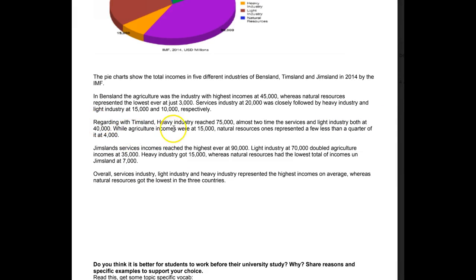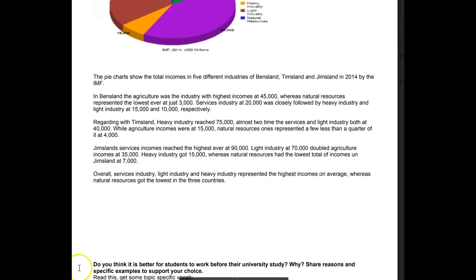Well, agriculture income was at 15,000. Natural resources, get rid of ones, represented a little less than a quarter of it at 4,000. Okay. I like you taking some risks here. It's a pretty good job, the way you're doing it, so fine.